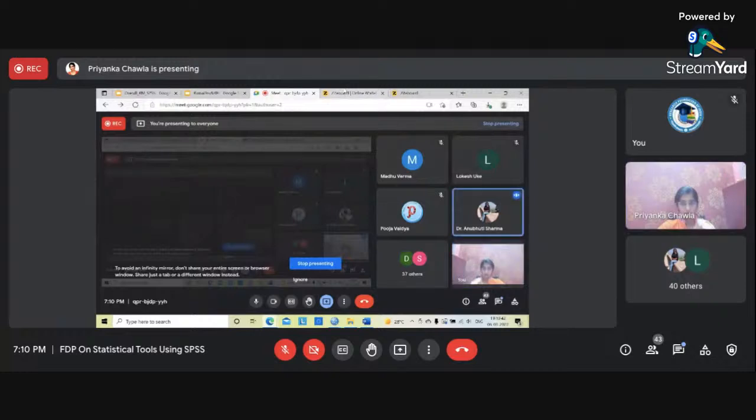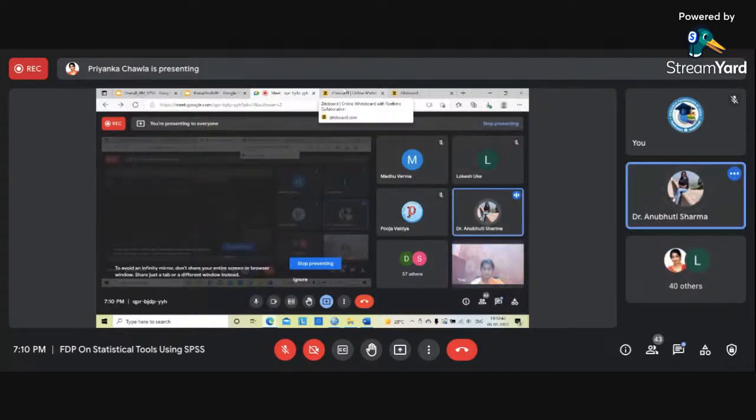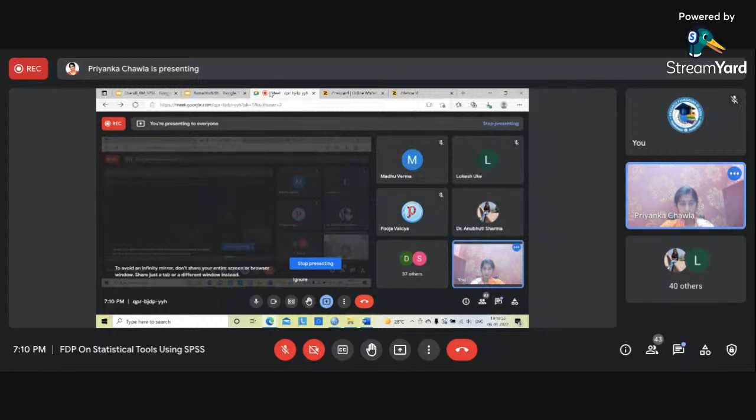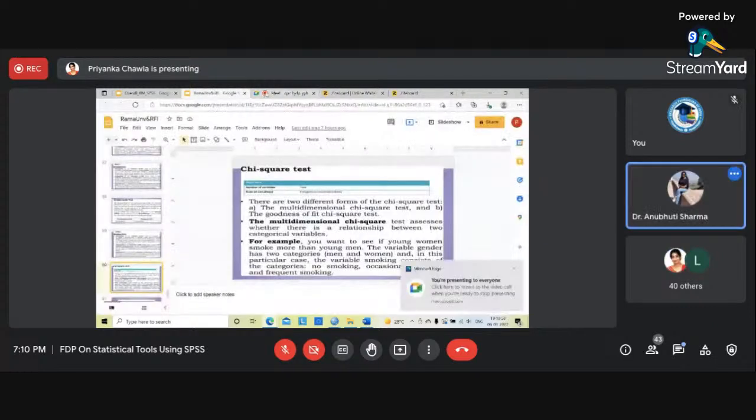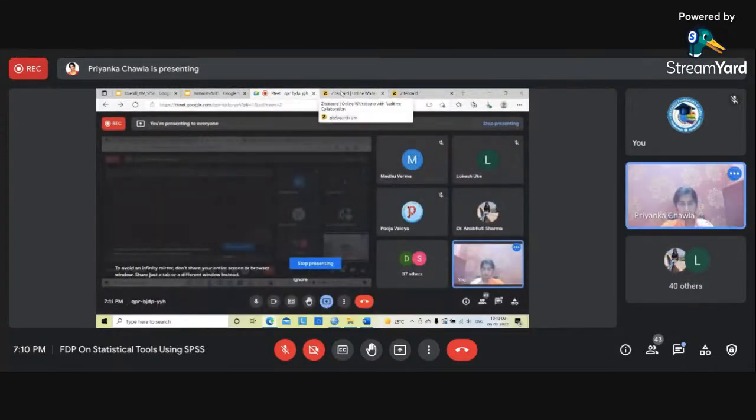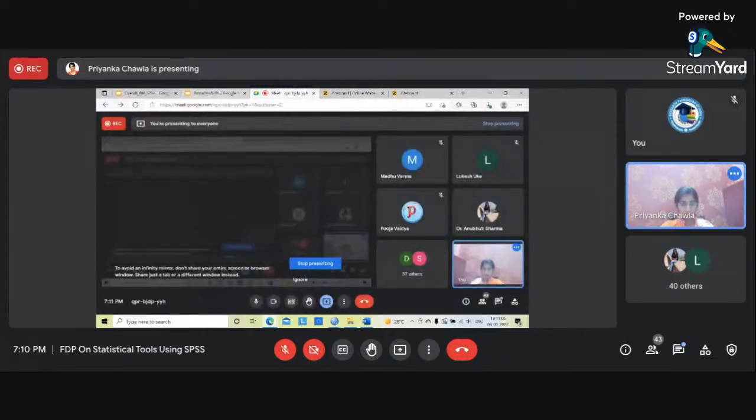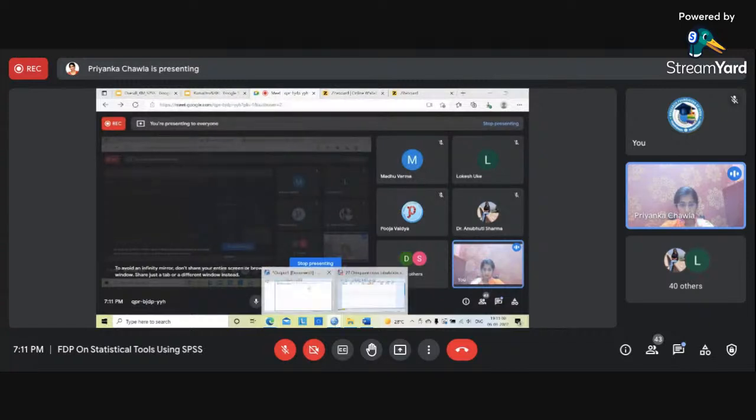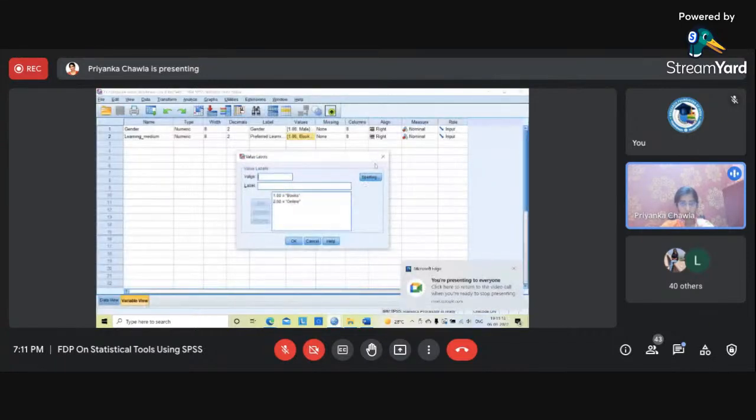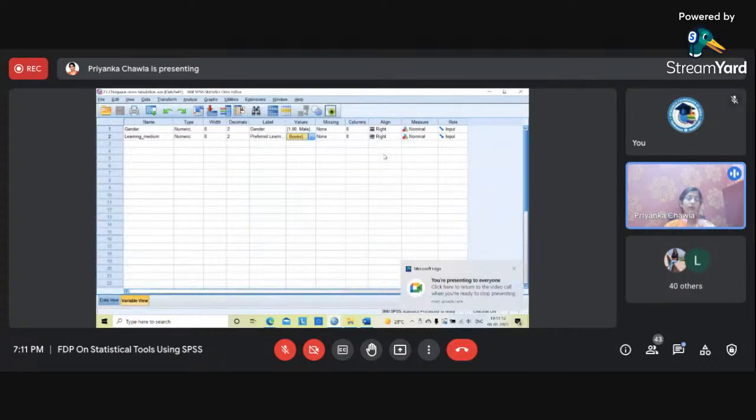Okay. Can we frame it this way also? Gender is independent of learning modes? Or should we use the word association? Under chi-square association, it is not like that. So you can assume gender as an independent variable. So we would like to find out the association between the two variables.